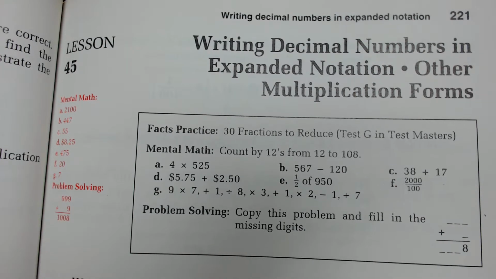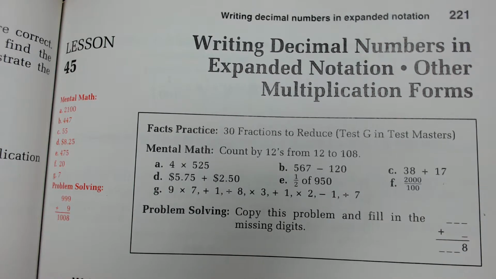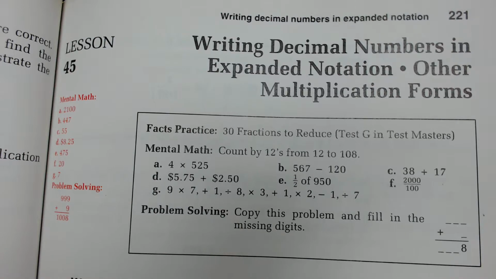Math 76, Lesson 45, writing decimal numbers in expanded notation and other forms of multiplication. So, we've done expanded notation with whole numbers, now we're going to do it with decimal numbers. And if you remember, the key to doing expanded notation in whole numbers was knowing place value. So remember that the 4 has a place value of ones, right?